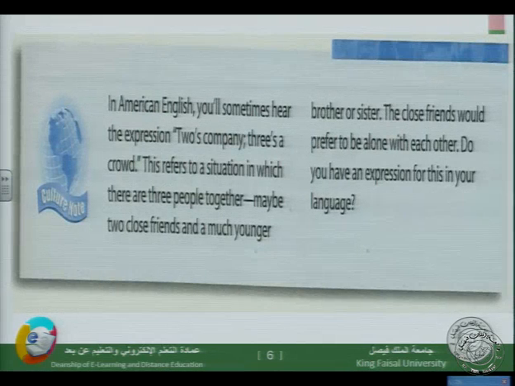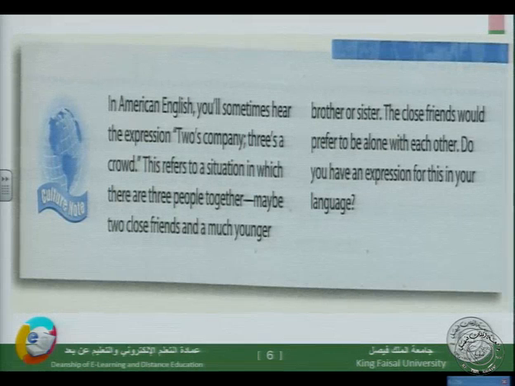In American English, you will sometimes also hear the expressions two's company, three's a crowd. This refers to a situation in which there are three people together, maybe two close friends and a much younger brother or sister. The closer friends would prefer to be alone with each other. Do you have an expression for this in your language? So any three people together, they sit together, it's called two's company, three's a crowd.